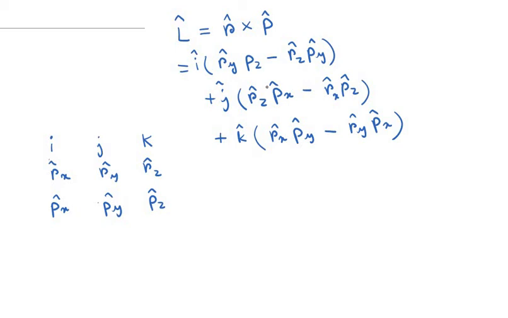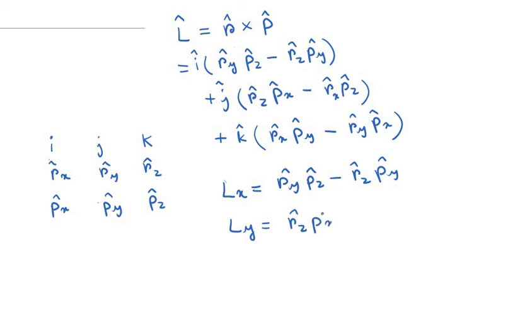So we have this expression for our momentum operator, and note that this is the ith component of the angular momentum. So this part is definitely the x component: Lx equals Ry Pz minus Rz Py. Ly is equal to Rz Px minus Rx Pz, and Lz is equal to Rx Py minus Ry Px.